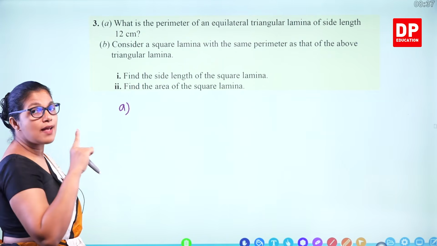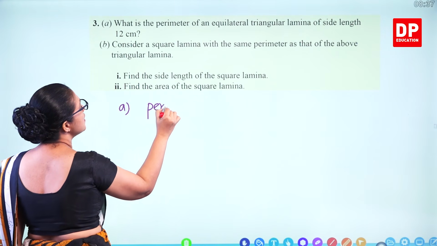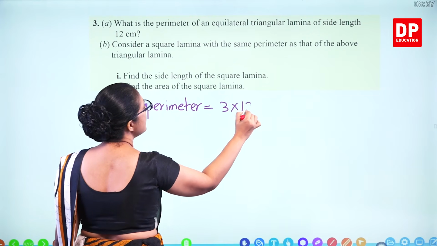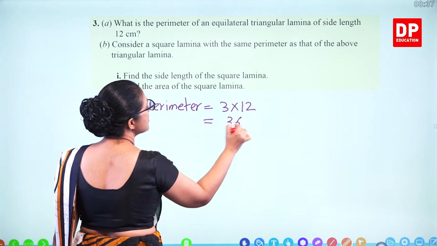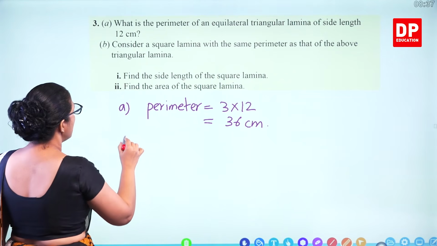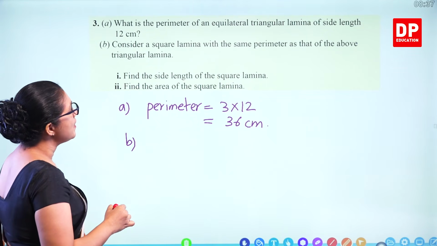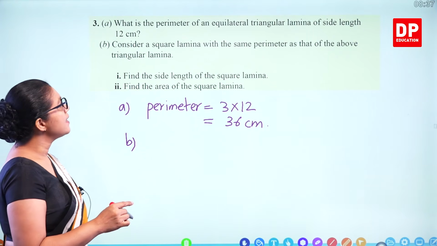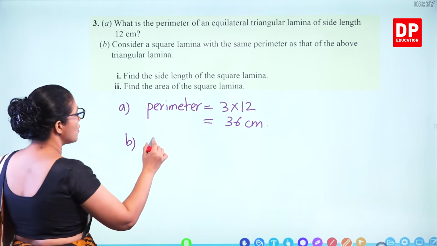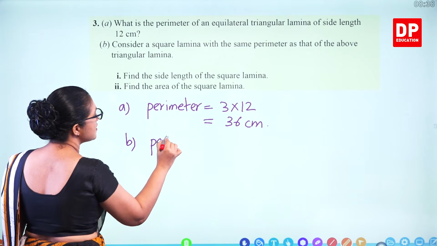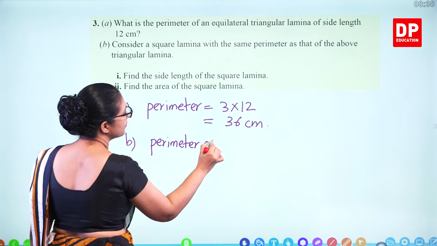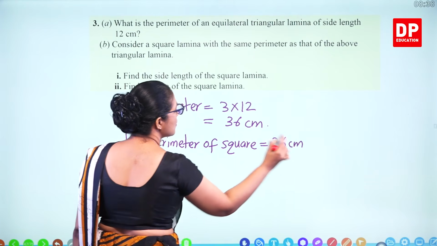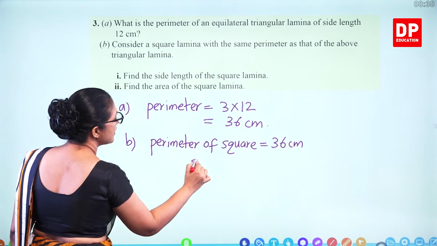So perimeter means outer length. So perimeter becomes 3 times that, 3 times side length. So you get 36 centimeters. Consider a square lamina with the same perimeter as that of the above triangular lamina. Find the side length of the square lamina. Now, perimeter of the square is the same. So it's 36 centimeters.